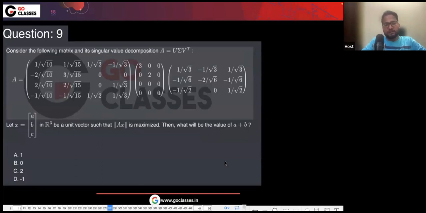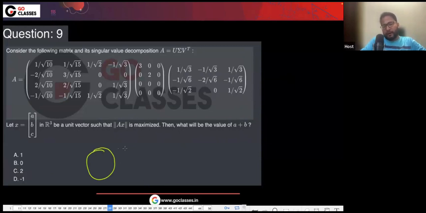Now let's see this. What they're saying is, consider the following matrix and its singular value decomposition, which is given like this, right? Let x be in R3, a unit vector such that the length of A x is maximized. Then what will the length of A x be? You are multiplying a vector with a matrix A, and you want to maximize its length. It's a unit vector to start with.